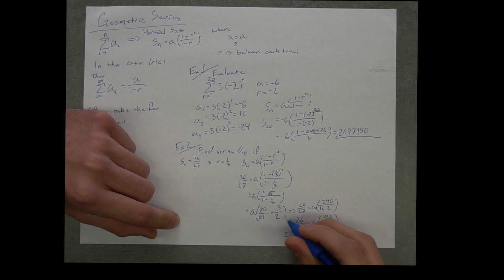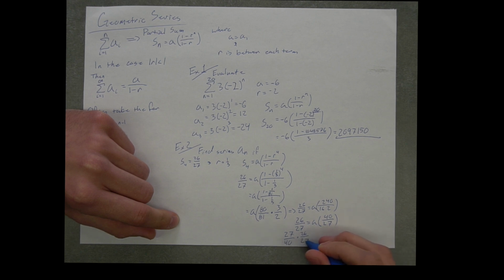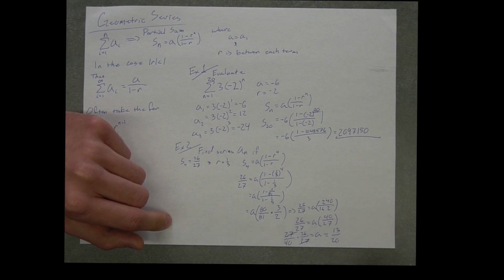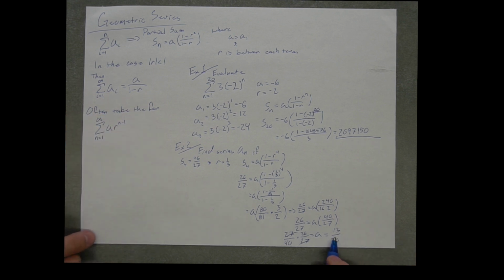So 27 over 40 times 26 over 27 is equal to a. These two 27s would simplify out. You're left with a is equal to 13 over 20. So now we have all the information we need to write it in summation form.